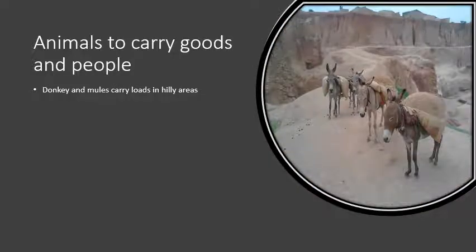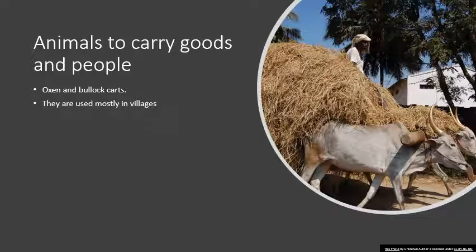Donkeys and mules carry loads in hilly areas. Children, in the hilly areas where vehicles don't move and the roads are not there, donkeys and mules are used to carry the loads. Oxen and bullock carts are used mostly in villages. In today's time also, we can see in the villages that oxen and bullock carts are used for carrying people and goods from one place to another.